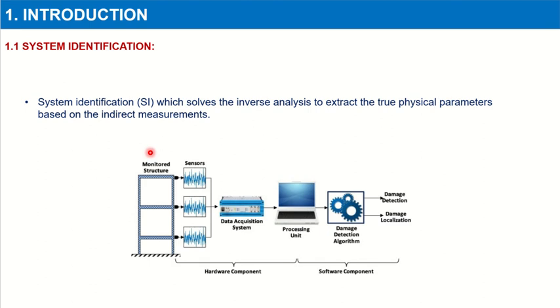System identification is an inverse analysis to extract the true physical parameters based on indirect measurement. For example, we have a structure with some unknowns and we cannot directly measure the unknowns. We use some sensors and the signals recorded by the sensors. We use the inverse analysis to identify the unknowns. This process is called system identification.